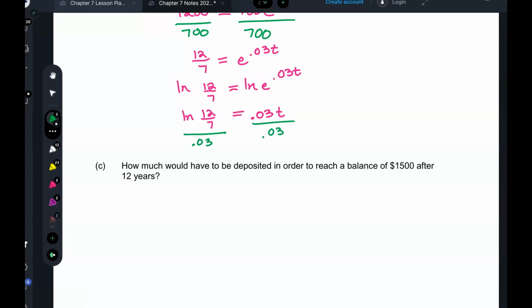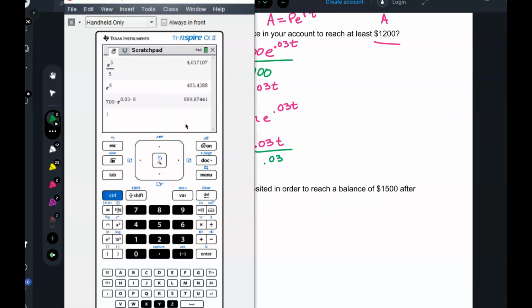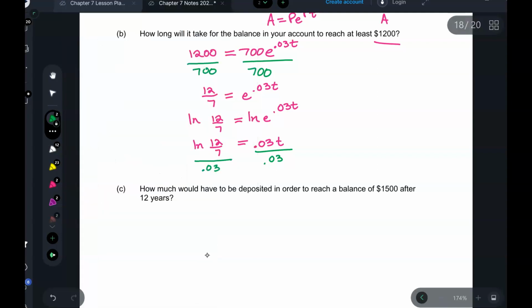Let's see. So natural log of 12 over 7, and then I want to divide by 0.03. About 18 years? That's really sad.